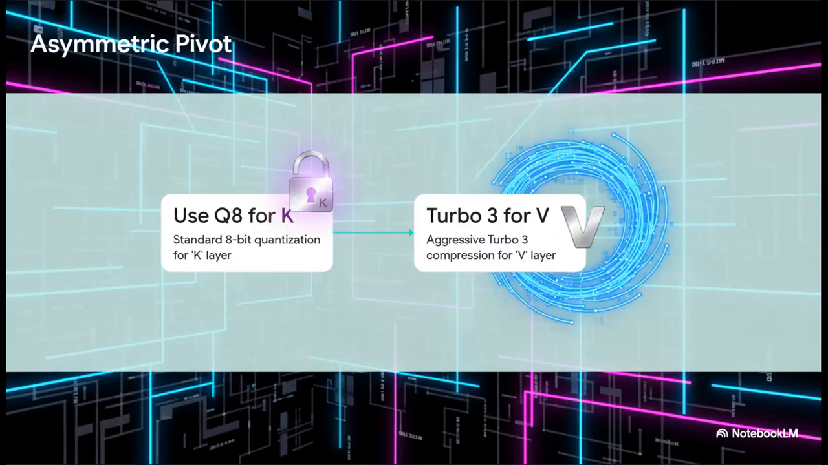But then came the pivot. A developer named Tom told us we were doing it wrong and suggested a brilliant secret weapon workaround. Instead of crushing both sides equally and destroying the data, we switched to an asymmetric approach. Step 1: use a lighter, standard 8-bit quantization for the K layer to maintain its structural integrity. And step 2: apply that heavy, super aggressive Turbo 3 compression only to the V layer.